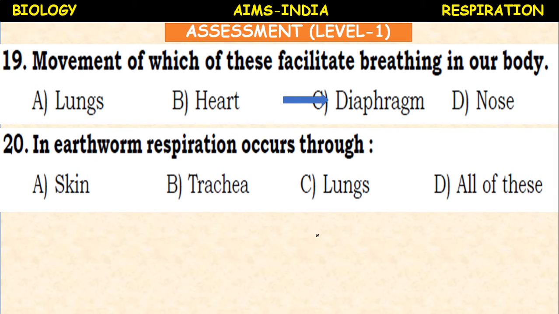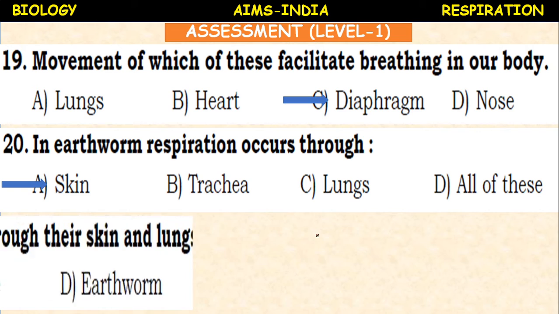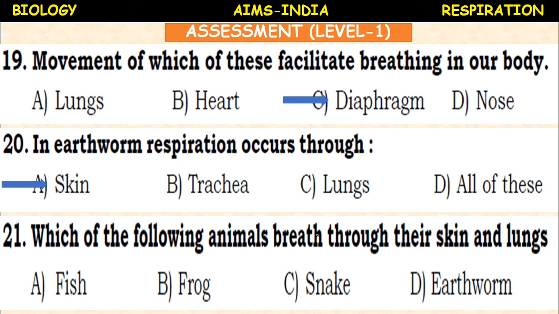The earthworm respiration occurs through, what is the type of respiration in earthworm? Cutaneous respiration. So which organ is involved? Skin. Which of the following animals breathe through their skin and lungs? Amphibian, like a frog, respire through skin.